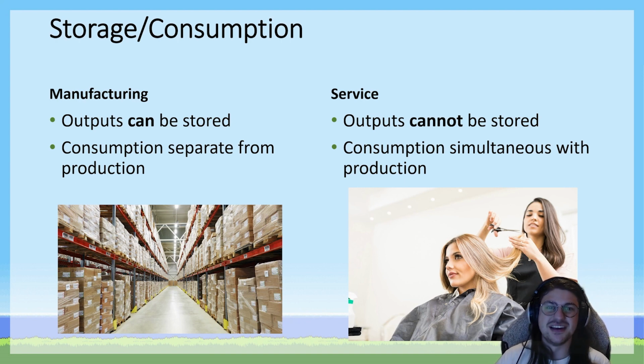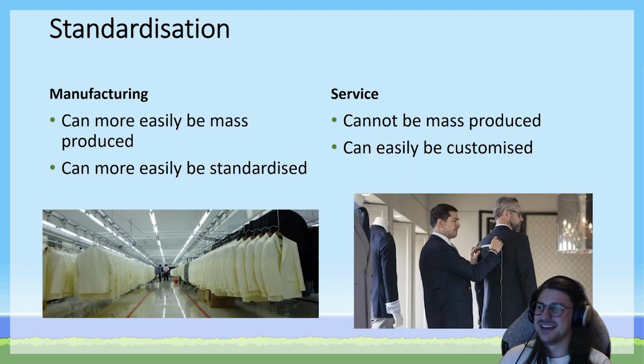These intangible outputs must be consumed simultaneous with the production of that output, with the processing of that service. And because consumption and production are simultaneous, these outputs can't be stored. This also means that these outputs, manufacturing and service-based outputs, are quite different in whether or not they can be standardized. Standardization means that you can produce multiple outputs of identical standards.